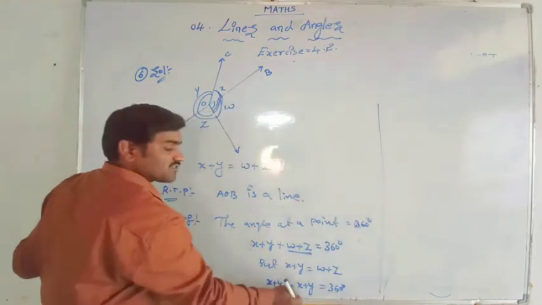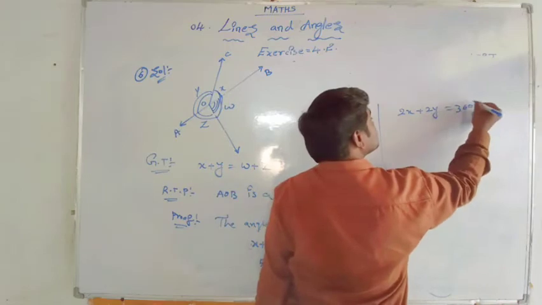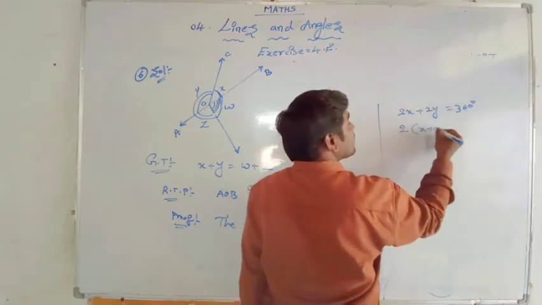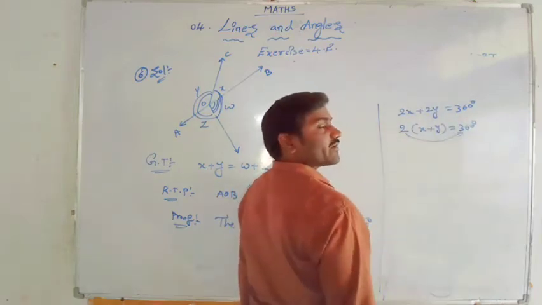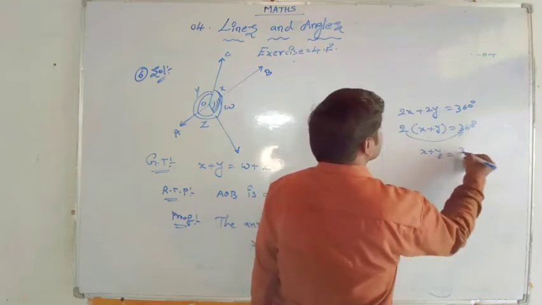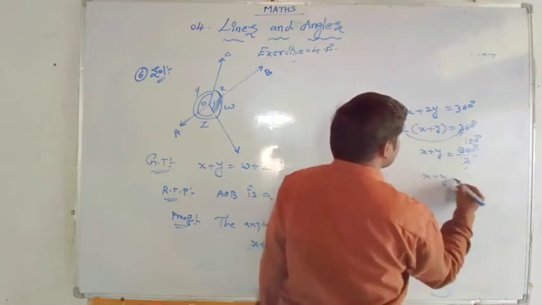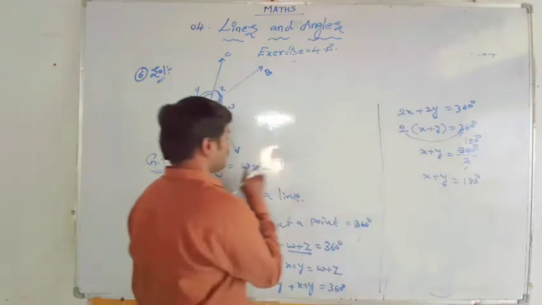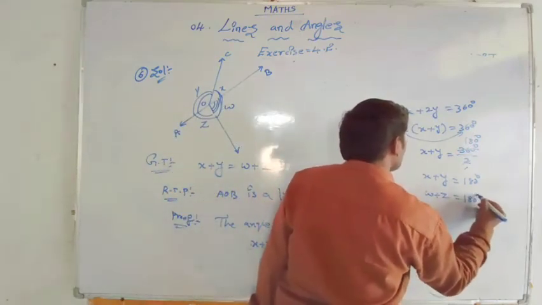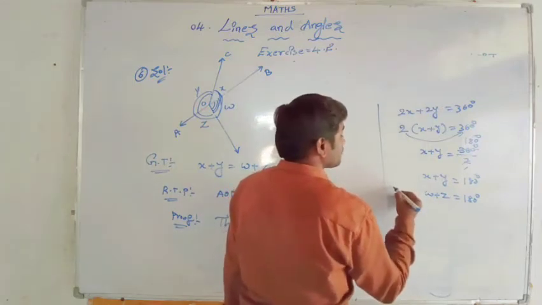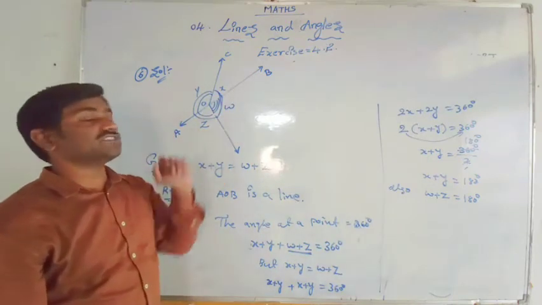Let us write: x plus x is 2x, y plus y is 2y. 2x plus 2y is equal to 360 degrees. Taking 2 as a common factor, we get 2 times (x plus y) equal to 360 degrees. The 2 is multiplied, so transferring it to this side it becomes a division. x plus y equals 360 degrees by 2, that is 180 degrees. Hence x plus y equals 180 degrees. If x plus y equals 180 degrees, then w plus z is also 180 degrees.